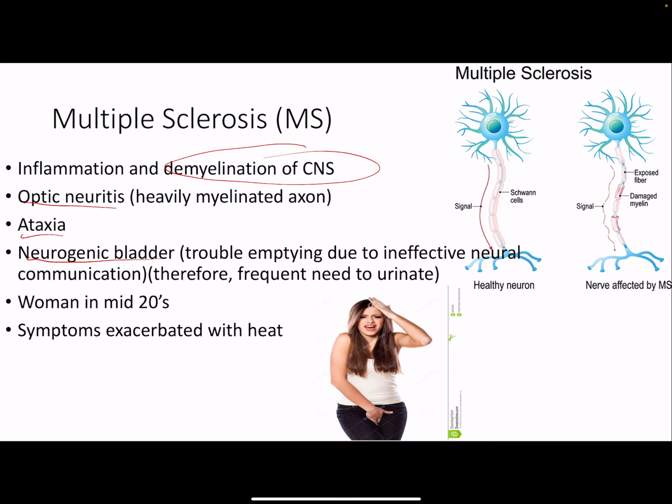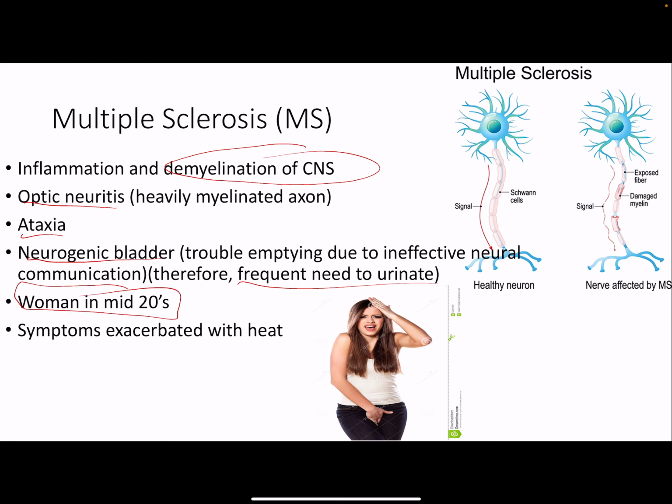So neurogenic bladder means that you feel like you have to go to the bathroom all the time, and I guess you sort of do because you can't fully evacuate your bladder because of the ineffective, incomplete communication. So you just pee a little bit, and so you constantly have to pee because you're not peeing the full amount. So frequent need to urinate, and this one is actually young women specifically.